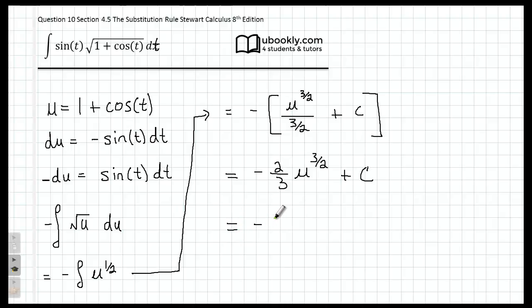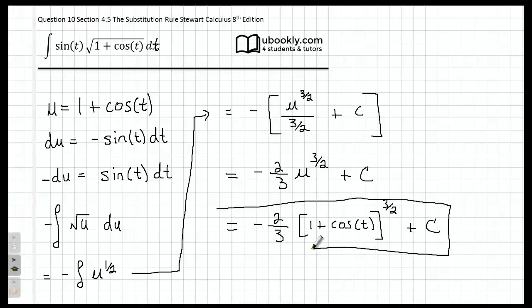And now all I've got left is to substitute for my u's. You've got a u here, and u is 1 plus cosine of t. So it will be negative 2 over 3 times 1 plus cosine of t all to the power of 3 over 2 plus c. And that would be our final answer. Next question.